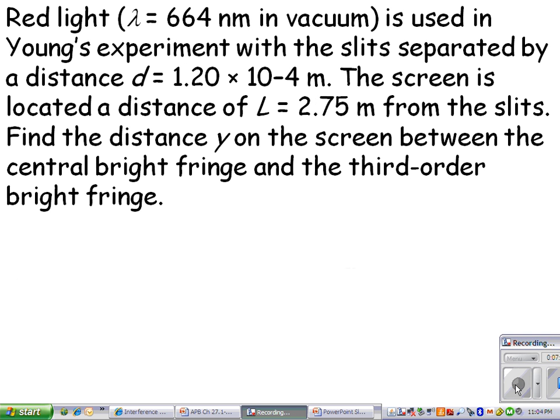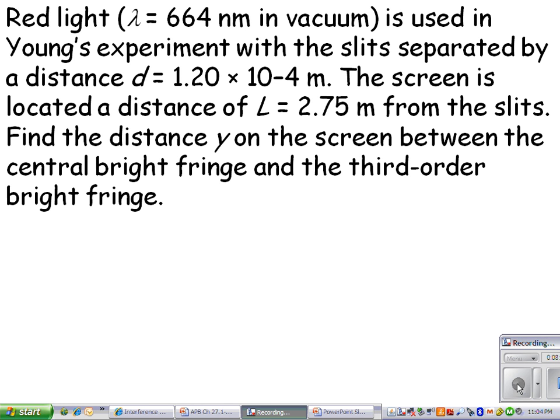So looking at a possible problem we might answer, red light has a wavelength of 664 nanometers in vacuum. It's used in Young's experiment with the slits separated by a distance d of 1.2 times 10 to the negative fourth meters. The screen is located at a distance of L, 2.75 meters from the slits. Find the distance y on the screen between the central bright fringe and the third order bright fringe.